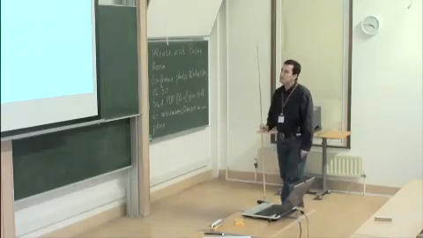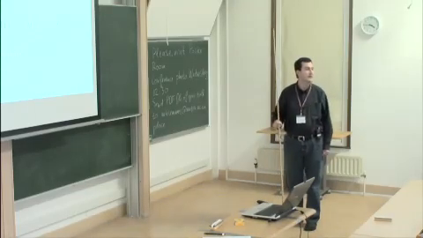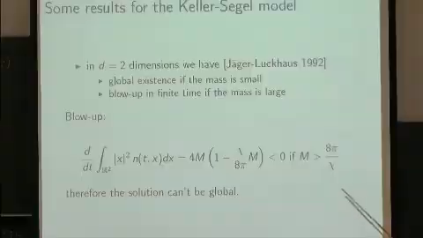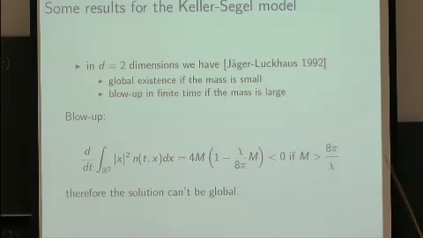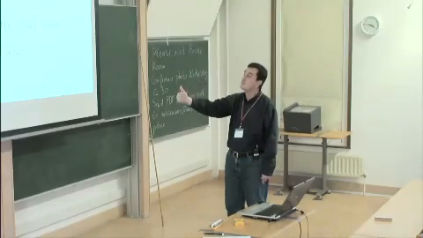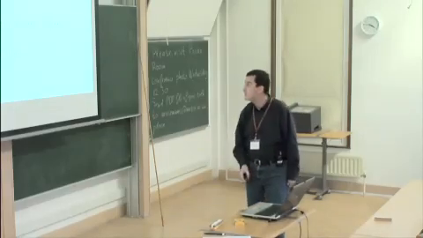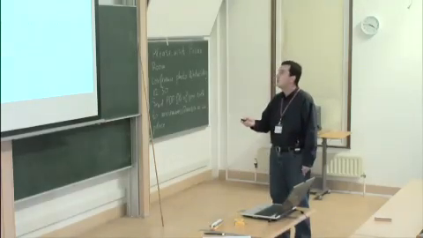And this very simple one-line argument gives the sharp constant for the mass. Okay, you have blow up if the mass is bigger than 8 pi over chi. You have global existence if it's less than that. Right? So the derivative of that quantity is equal to that negative number. So if you integrate it, the quantity itself becomes negative in finite time.